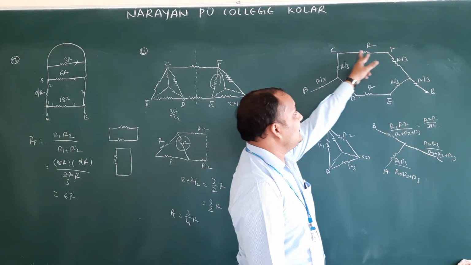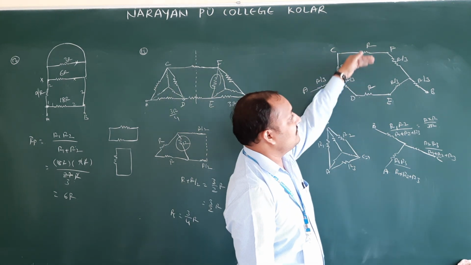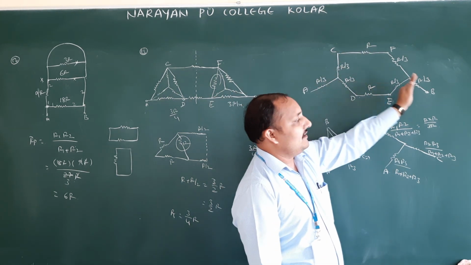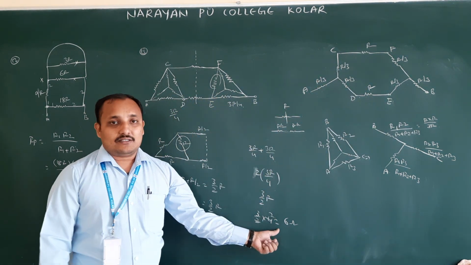So these three connected in series, means these two connected in parallel, again these three connected in series. Just you can substitute R value 4, you will be getting same answer. Okay.